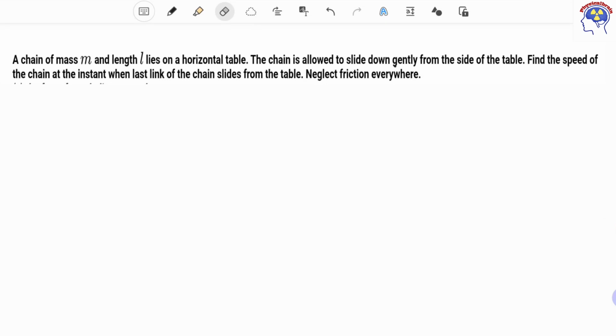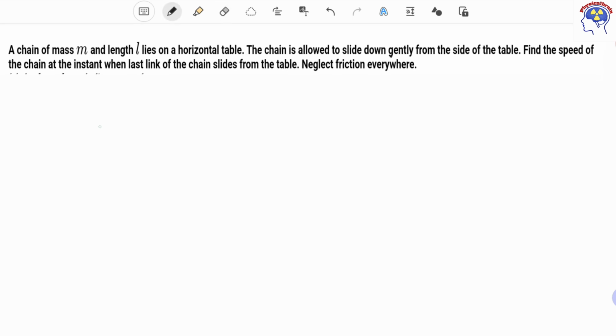Today I'm going to solve a question that's coming back in many notebooks and books, and we can find it in universities and colleges, mostly for engineering students. The question goes like that: a chain of mass m and length L lies on a horizontal table. The chain is allowed to slide down gently from the side of the table. Find the speed of the chain at the instant when the last link of the chain slides from the table, neglecting friction everywhere. So let's draw this problem.